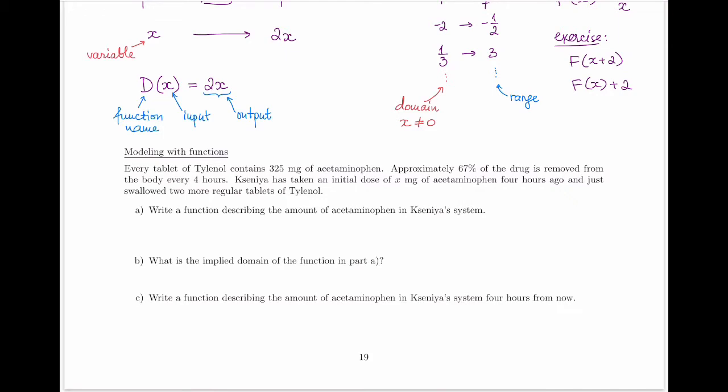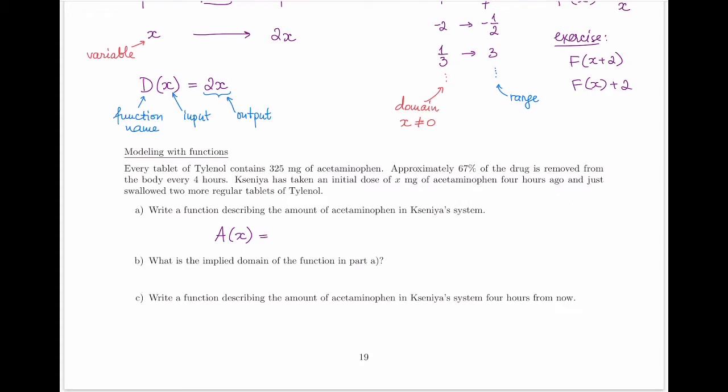The question is asking, having just ingested 2 more regular tablets of Tylenol, what is the total amount of the drug in my system? So let me call that function A, the amount of acetaminophen in my system. And it's asking, given the initial dose that I don't actually know, so it's a variable, it is unknown, what is the current amount of drug in my system?